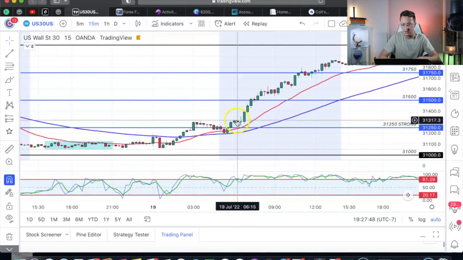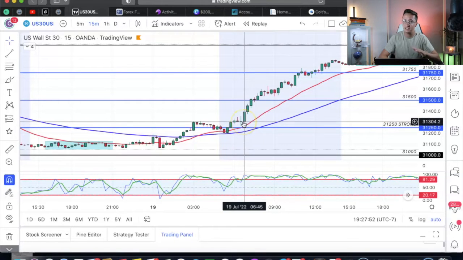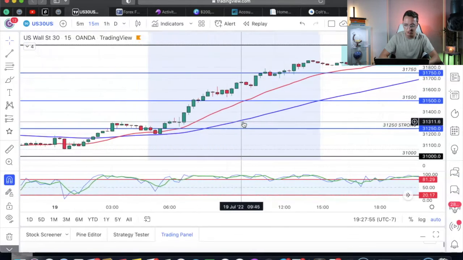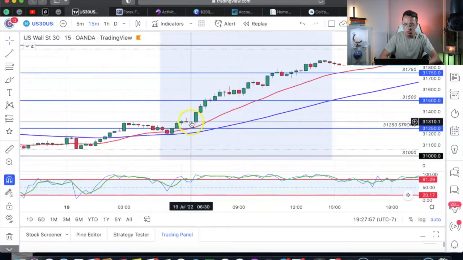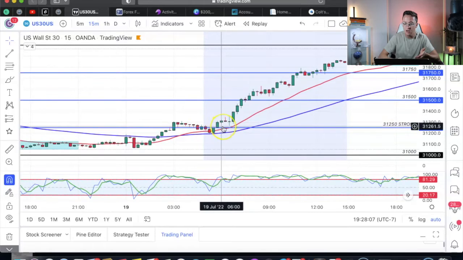Avoided that false breakout right here because it did shoot down when realistically our bias was to go up. So if you would have taken a short right here off this candle, cool, you would have been in profit, and then you would have had to switch your bias from shorts to longs. But it's really hard to do that because a lot of the time when we're trading, we marry a bias and we're saying, you know what, I'm going short, this is my bias.